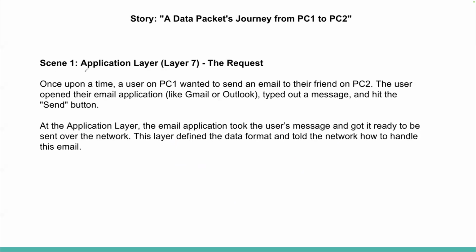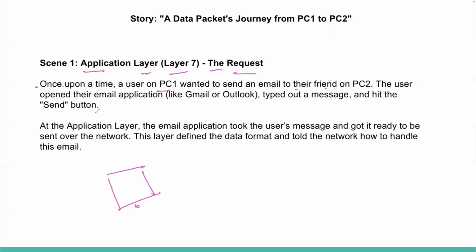Starting with scene 1, application layer, nothing but layer 7, the request scene. Once upon a time, a user on PC1 wanted to send an email to their friend on PC2. The user opened their email application. Basically, it will be Gmail or Outlook. He'll be opening it, right? And he will type the message. He'll click the send button.